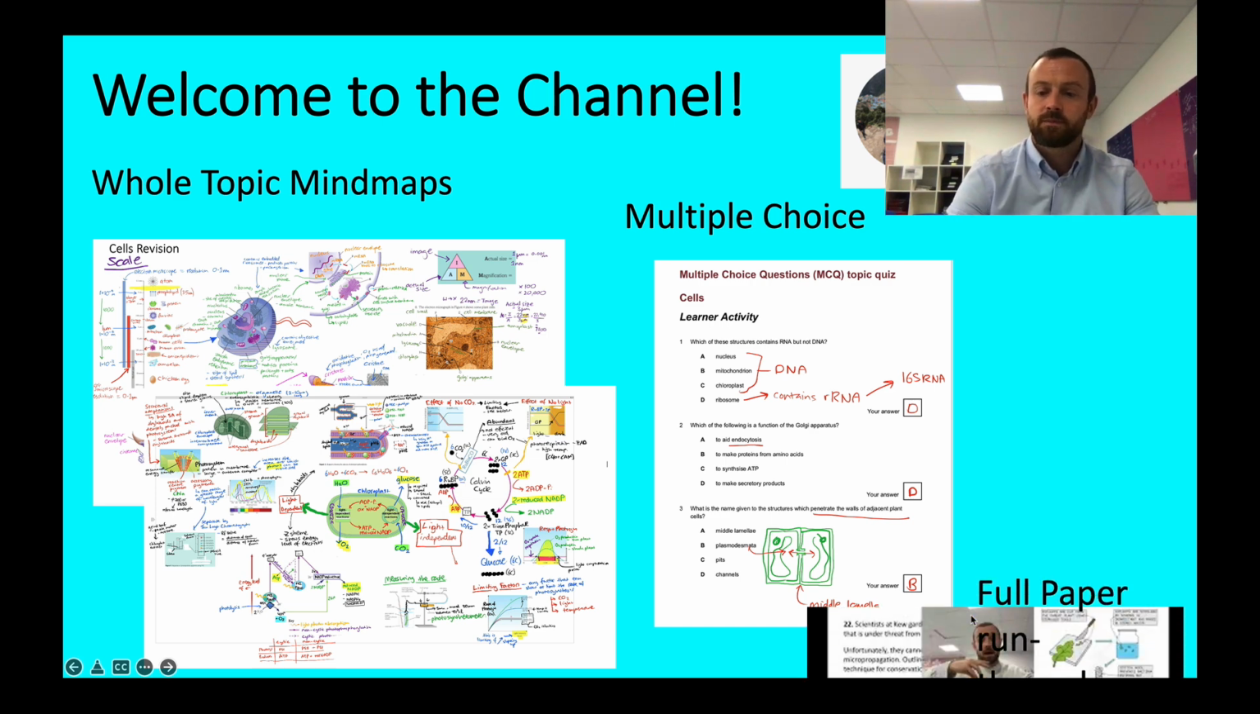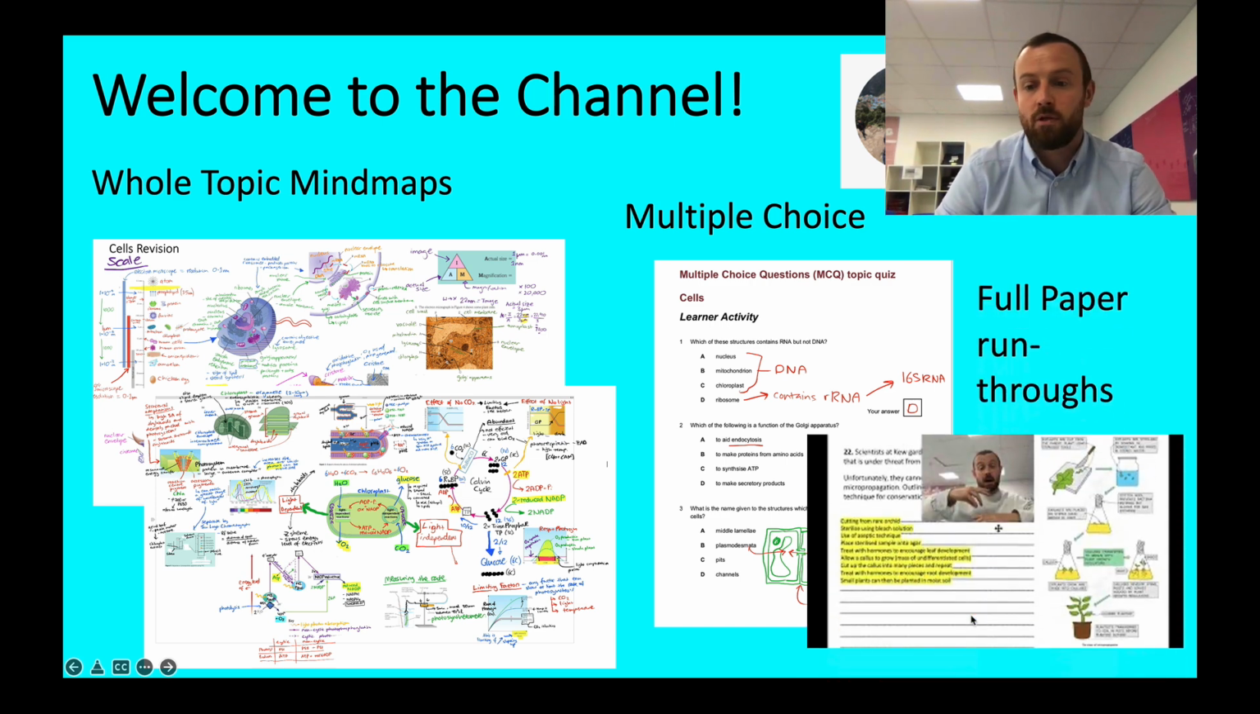And then the final stuff is I've got full paper run-throughs. These are example papers, like breadth and depth papers if you're doing AS, or processes, diversity, and unified papers if you're doing A-Level. Again, I focus on what strategies you need to use when approaching these questions, and also what kind of vocabulary the markers are looking for. What are the phrases that you need to use to get maximum marks?